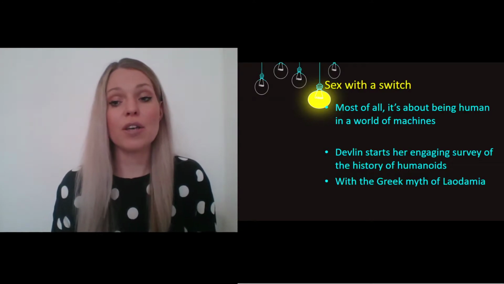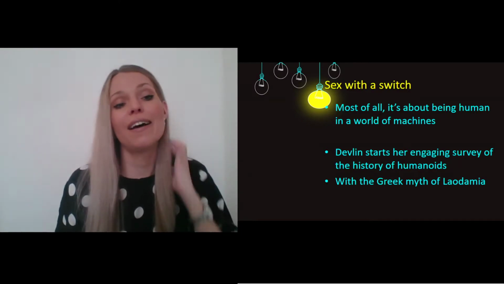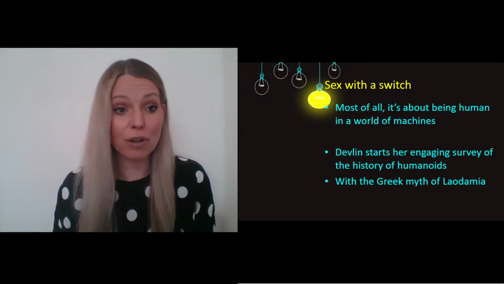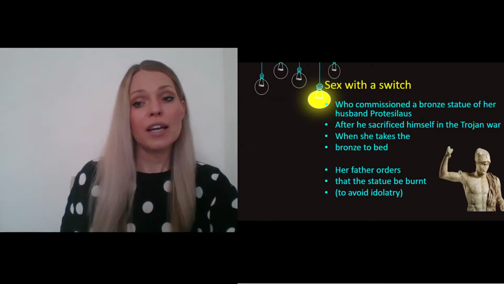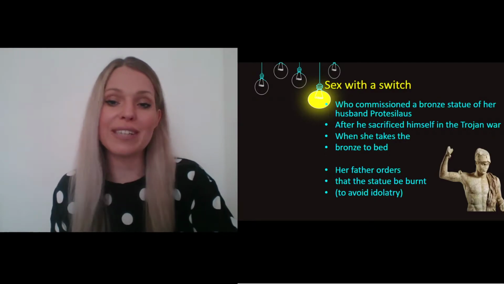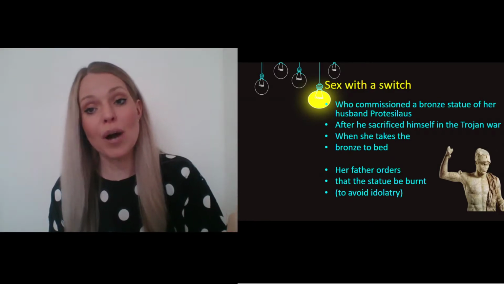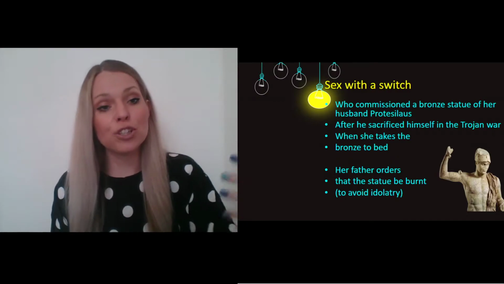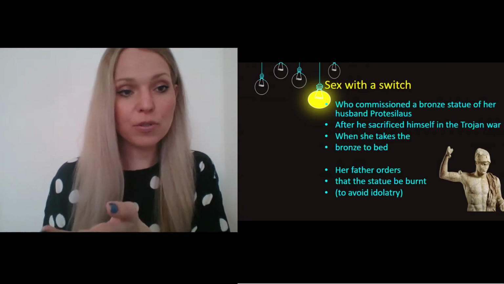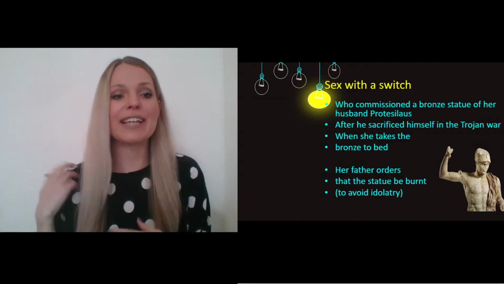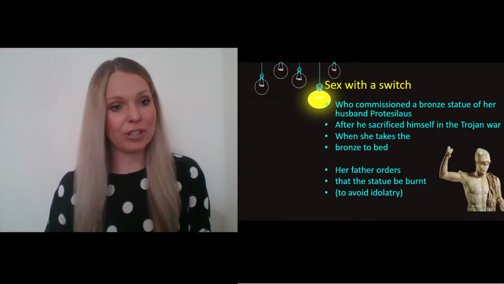Devlin starts her engaging survey of the history of humanoids, and it's really exciting. It was surprising to me that it starts off with Greek mythology, with the story of Laodamia, and I'm not sure if you know about her. She commissioned a bronze statue of her husband, Protesilaus, who went to the Trojan War, sacrificed himself and died. When she got to know that her husband died, Laodamia prepared a bronze statue. I couldn't find a bronze one on the internet, it's a stone one, but in reality a bronze statue. She was holding on to that statue, imagining that it was real.